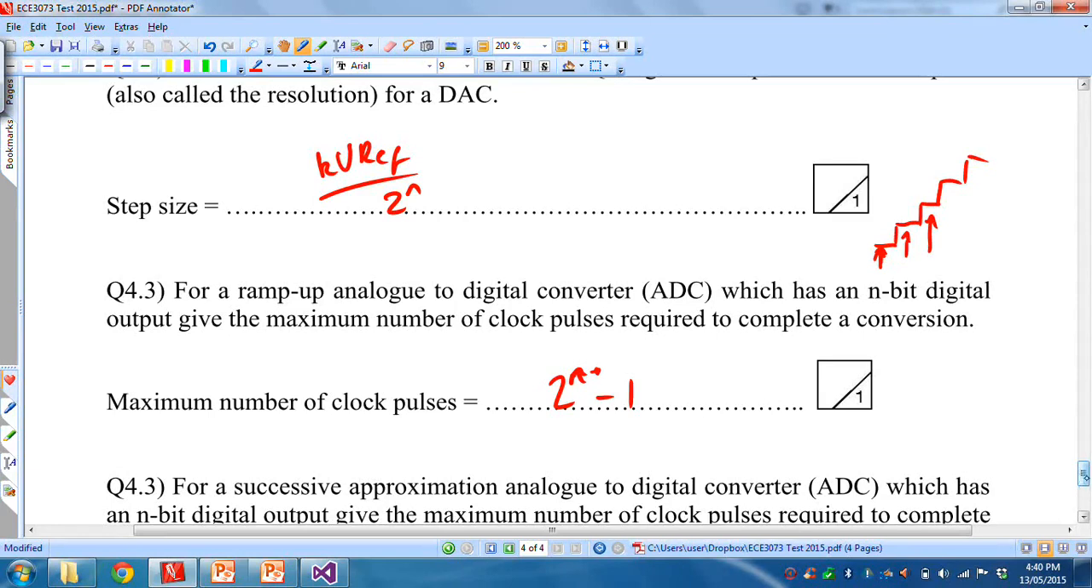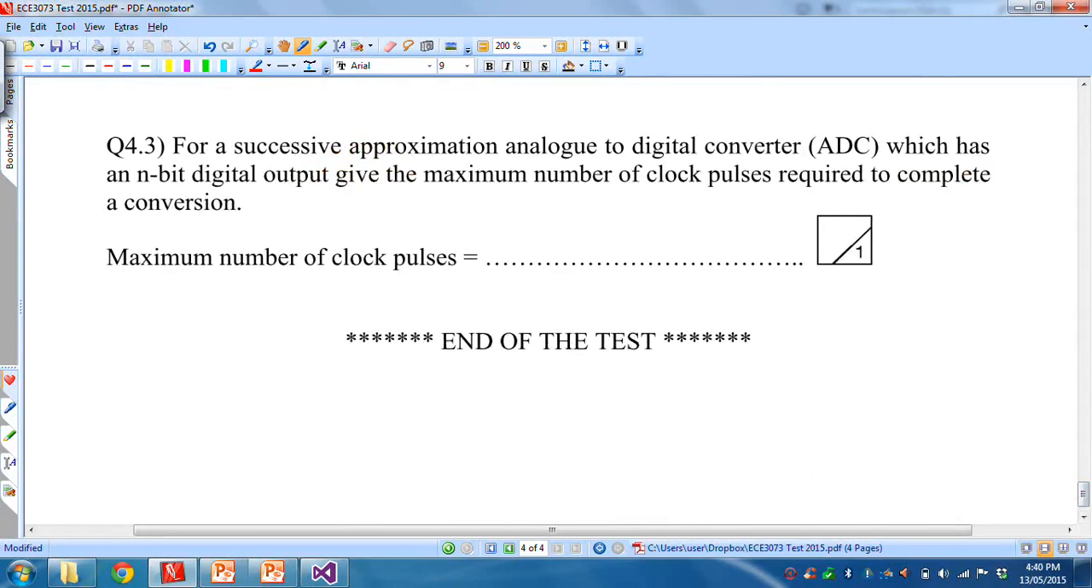The successive. I can't say that word. Not with the tooth.